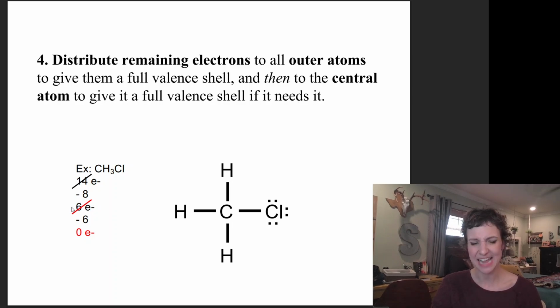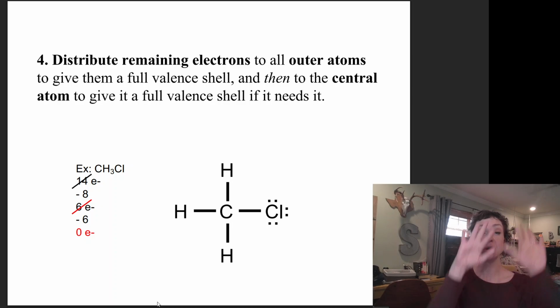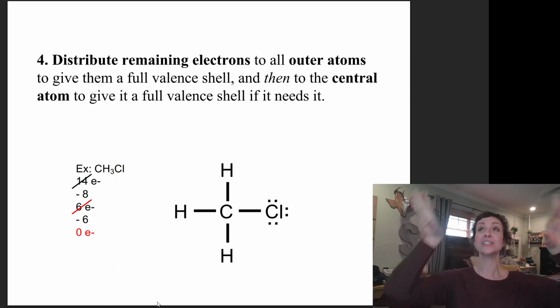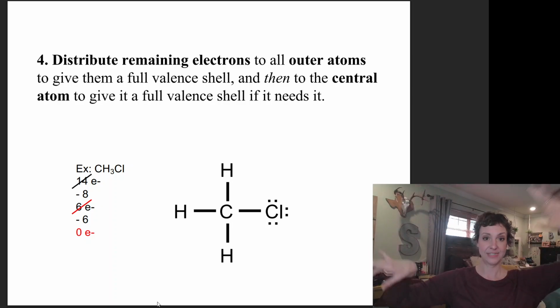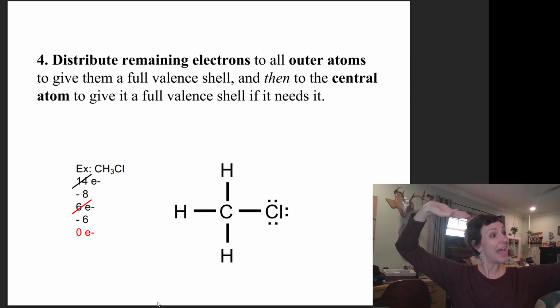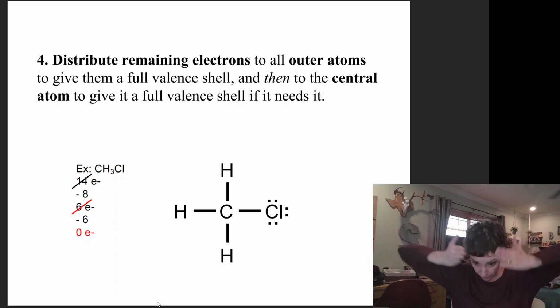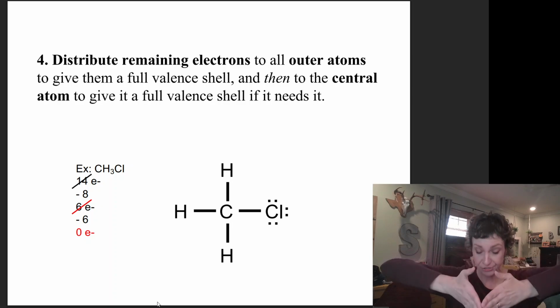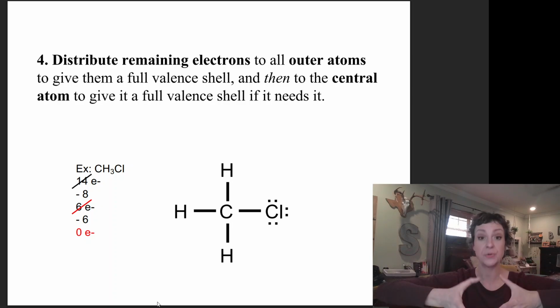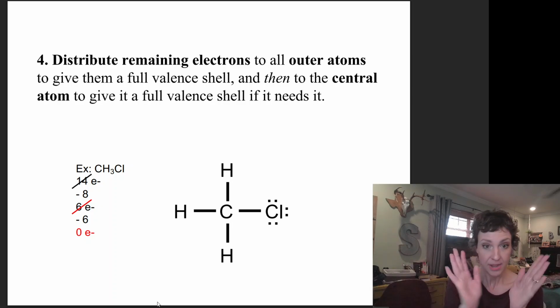Okay, so now step number 4 is whatever remaining electrons I have. So we had 6 after bonding everybody to the central atom. I am now going to distribute those remaining electrons to all of my outer atoms to give them a full valence shell. So I'm going to do that first. And after everybody's full on the outside, I'm going to look at that central atom and distribute any remaining electrons to him to give him a full valence shell, if he needs it.